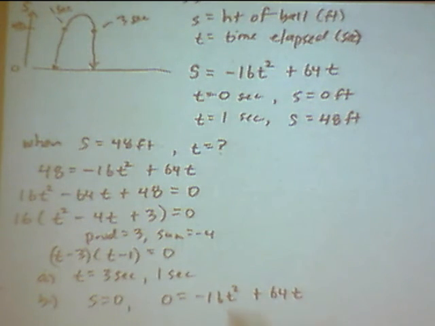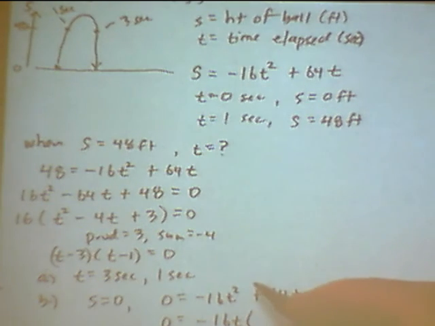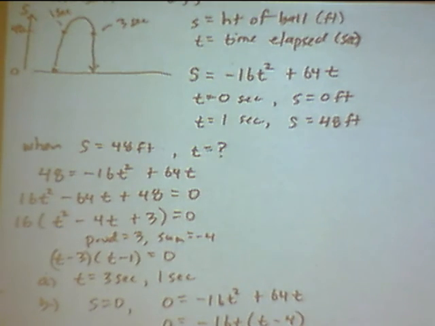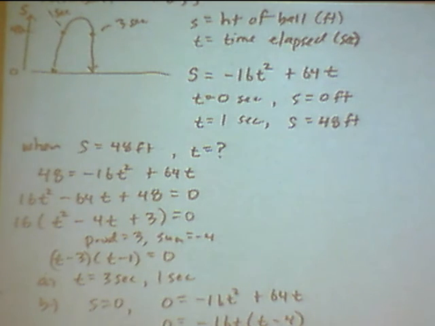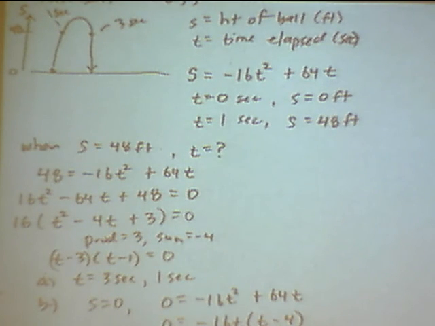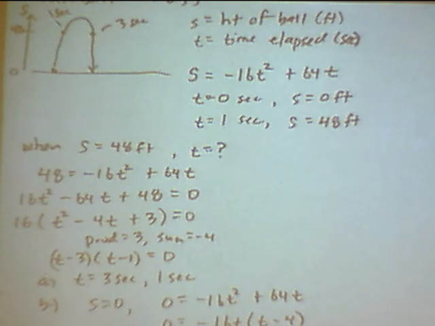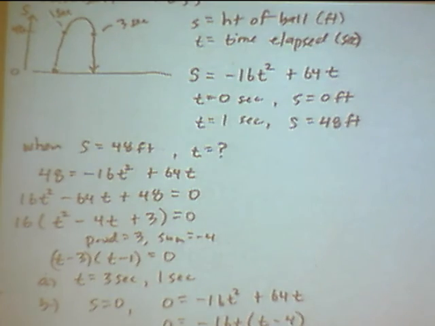Now I have actually a binomial, and there is a GCF. I'm going to go ahead and factor out a negative 16t. So inside the parentheses, I would have t minus 4. And now to solve for this, t would be 0 seconds from this t right here. And then from the parentheses, you would have 4 seconds.